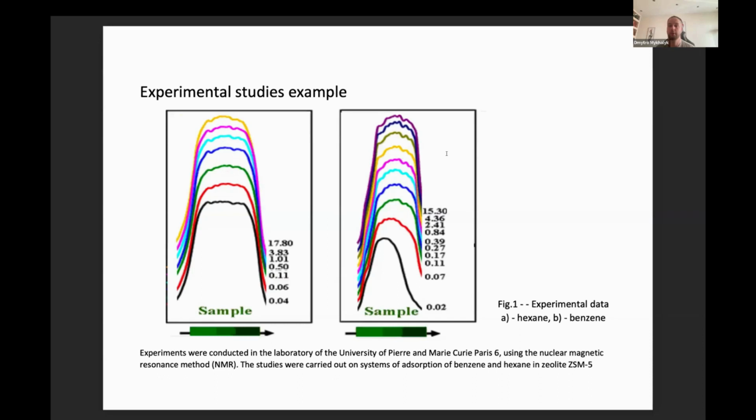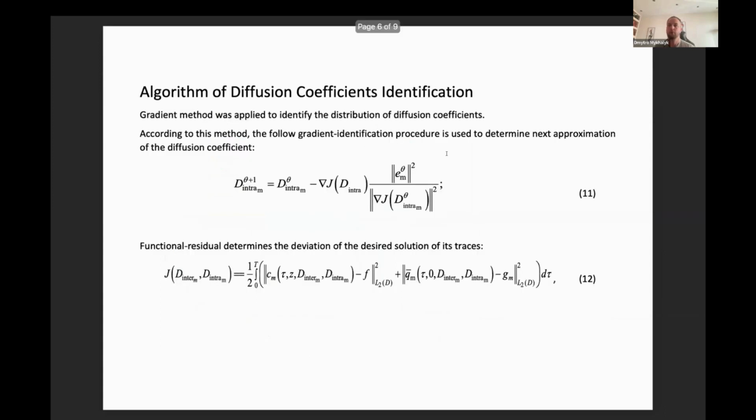Our idea was to use the experimental studies in combination with the mathematical model and its numerical solution, and try to identify the kinetic features of this process, which can be reused multiple times in different numerical simulations. So we took ideas from the theory of optimal control and used the gradient method to identify the distribution of diffusion coefficients. According to this method, the gradient identification procedure is used to determine the next approximation of the diffusion coefficient.